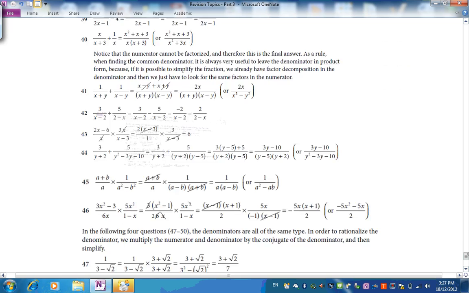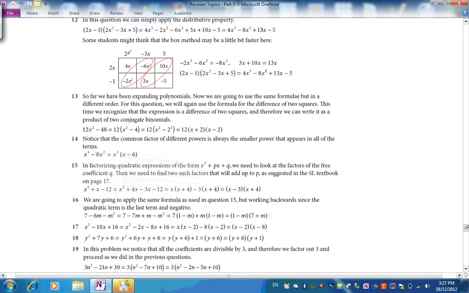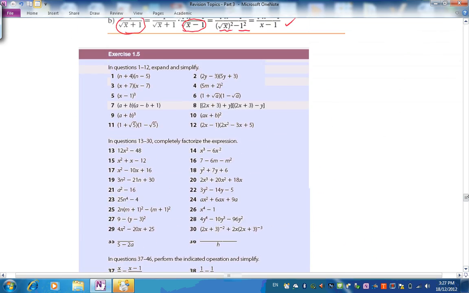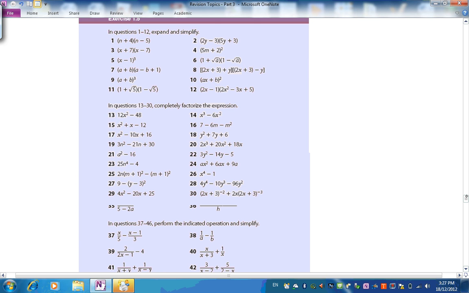So I'm going to return you back to the first set of problems, Exercise 1.5, so that you can have a go at those. All right. I think we've got a little bit of a gap in here. Some missing there for the moment. So you'll have to leave those half a dozen out. You might have to look at those in the textbook then.